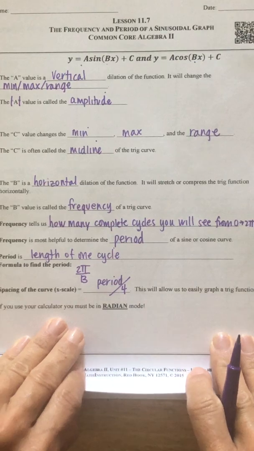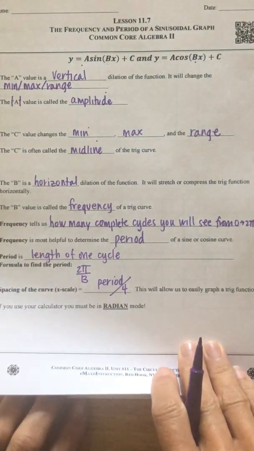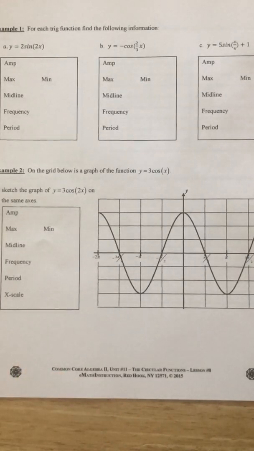If not, and I'm turning the page, you can always look at my key that I post online. Okay, so for example 1, we're not going to graph yet. We're just going to get used to figuring out our amplitude, our maxes and our mins and our midline. That's old. And then introduce the frequency and the period.